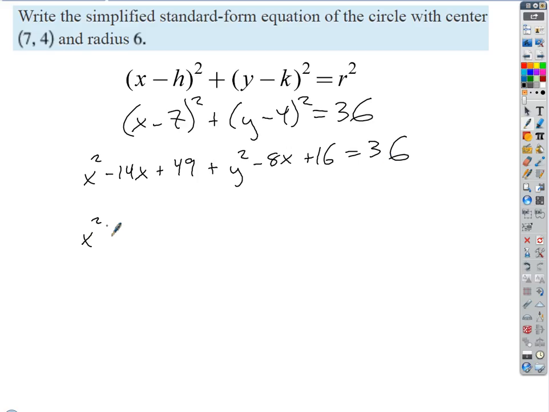put all the constants on the other side, or maybe even just put them all on this side, but combined like terms. I could get something like x squared plus y squared. It should be 8y. What'd I get wrong? Oh, 8y, yeah, you're right. Plus y squared minus 14x minus 8y. 49 and 16 is what? 65? Yeah. Minus 36 would be what? 59? Or 29? So I could write it like that.